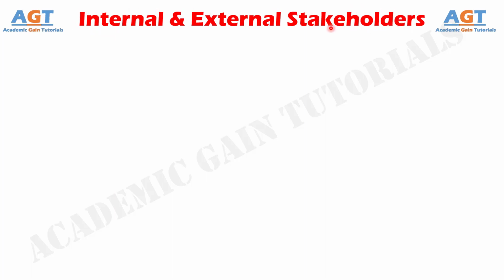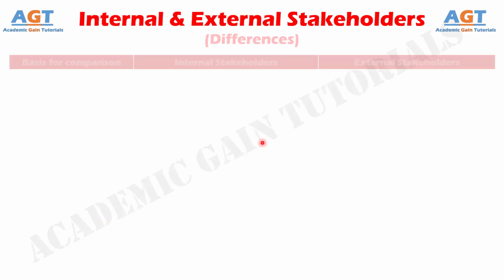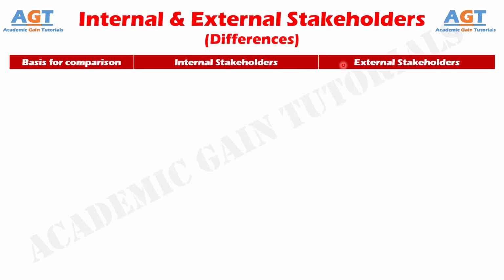In a business environment, stakeholders are classified into two categories: internal stakeholders and external stakeholders. Internal stakeholders refer to the individuals and parties within the organization. On the other hand, external stakeholders represent outside parties, which affect or get affected by the business activities. So, let's look into the basic differences between internal and external stakeholders in a tabular form.